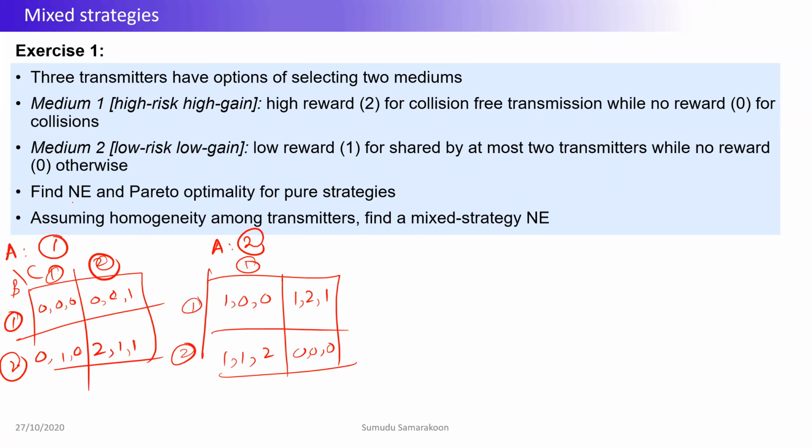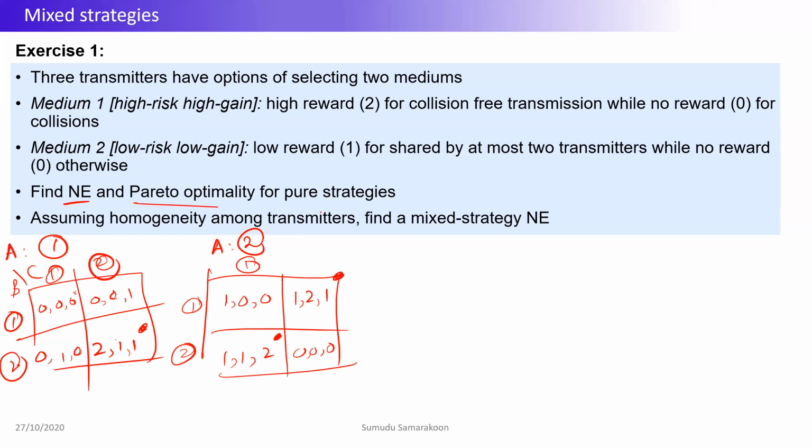Now to find the Nash, here we can easily say this is not Nash. We can move here, and when we are at this point, neither B changes, nor C changes, nor A changes this strategy. So this is going to be a Nash, this one, and similarly this one.